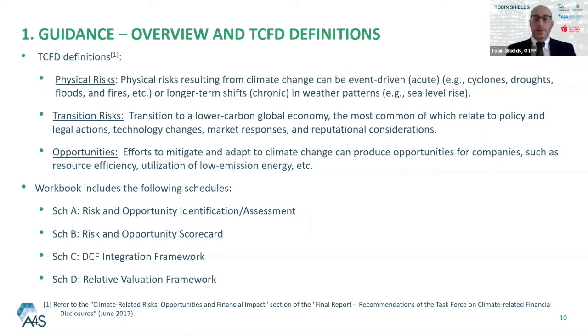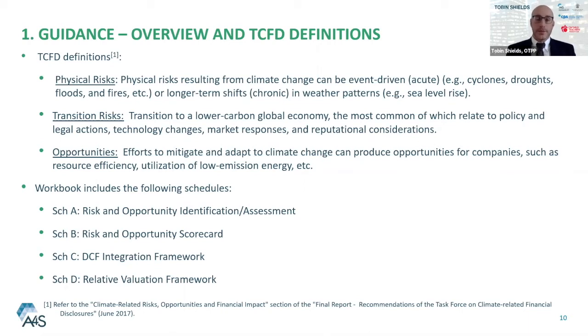Schedule B, Risk and Opportunity Scorecard. This schedule is meant to be a more detailed assessment that explains the risks and opportunities relevant to a subject company based on likelihood and impact, and includes a relative comparison to prior risk assessments to allow for the observation of any material changes.